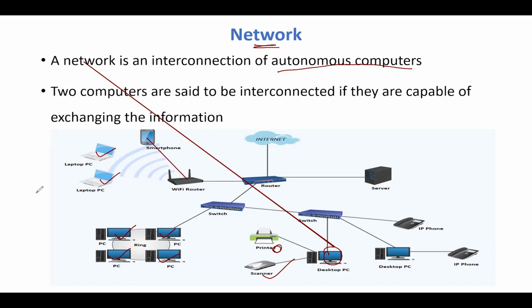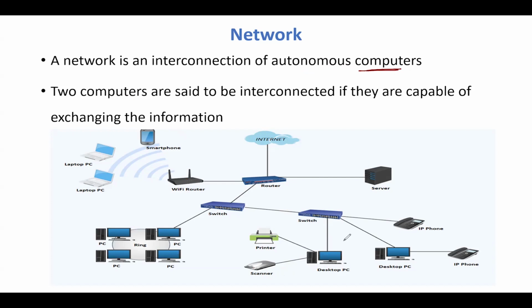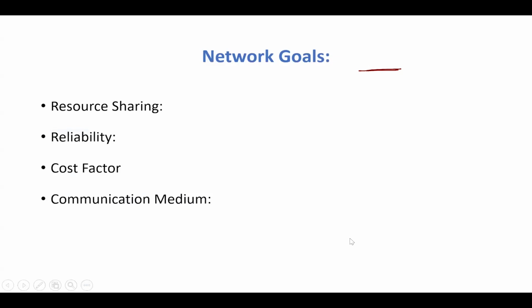That is why we say that a network is an interconnection of autonomous computers. Now, computers can be anything which has a connection to a network, not necessarily a desktop. It can be a laptop, a smartphone, any phone which has an internet connection, a scanner, printer, joystick, everything. All right, so I hope what a network is, is clear.